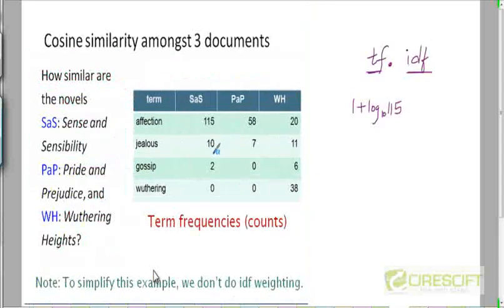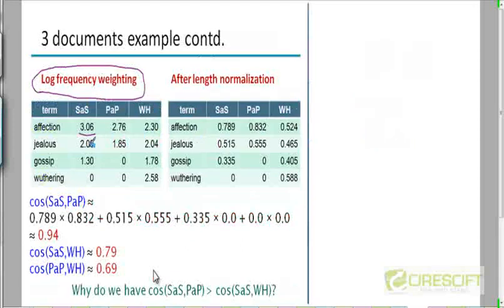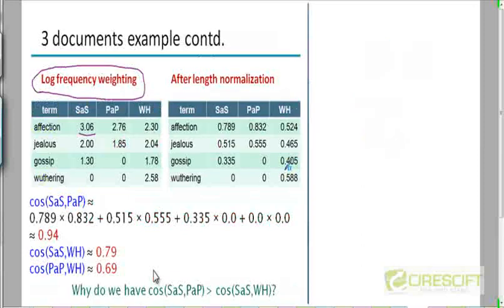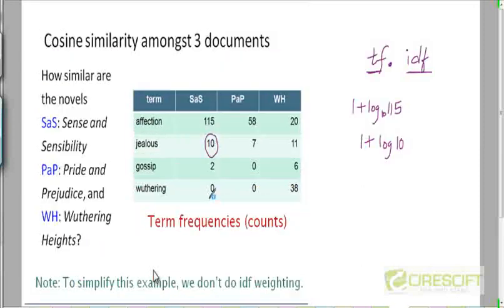Similarly, the TF score for this particular term is 1 plus log of 10 to the base 10, which is 2. 1 plus log of 10 is 2. The TF score for this would be 1 plus log of 2, which would be 1.3. And because this term does not appear in the document, the TF score is going to be 0.